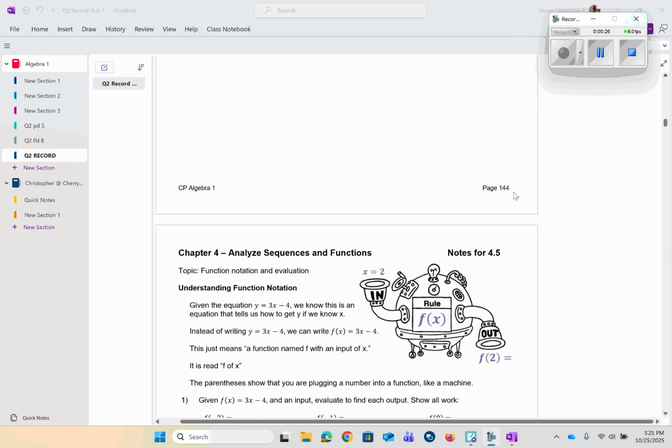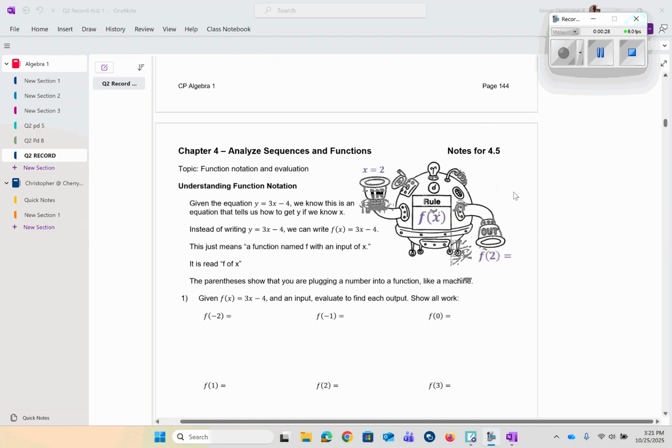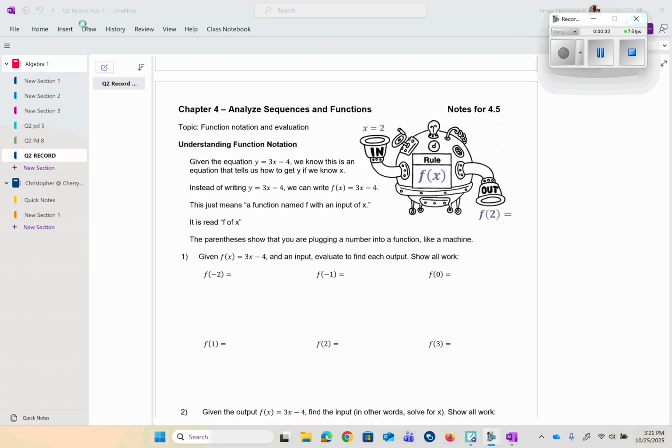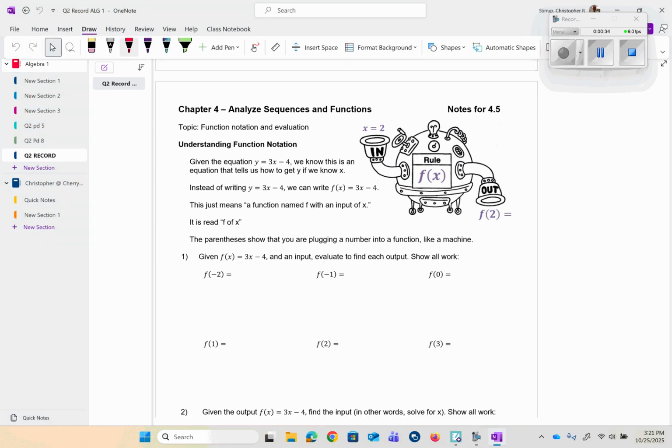And let's go ahead and start on 4.5, if that's okay. All right. So analyzing sequences and functions. So we have an input and output machine. So sometimes inside that machine is f at x, which we know is y.